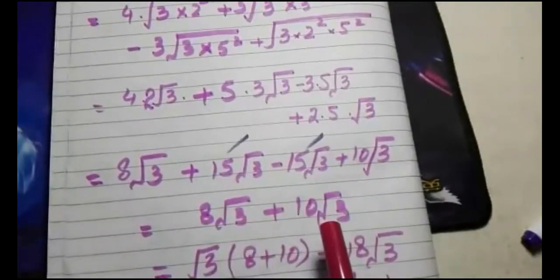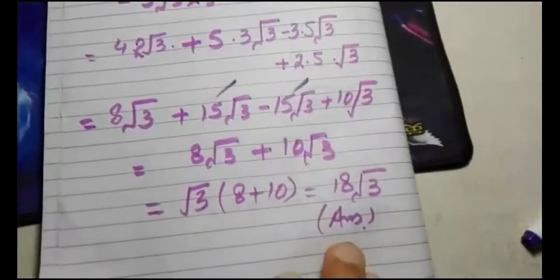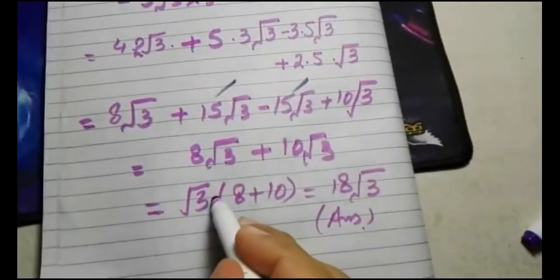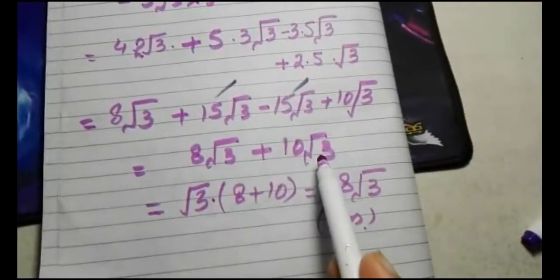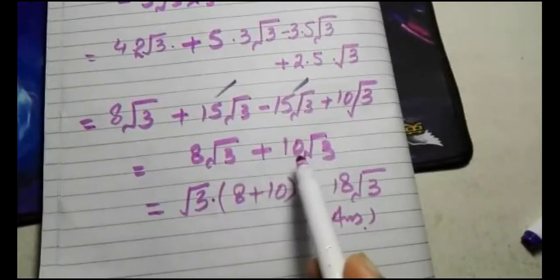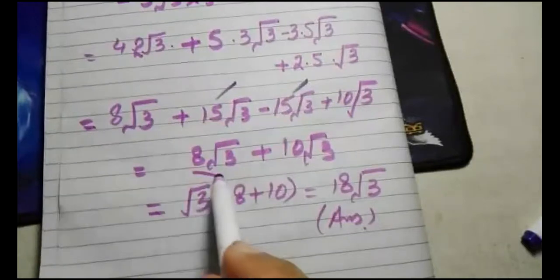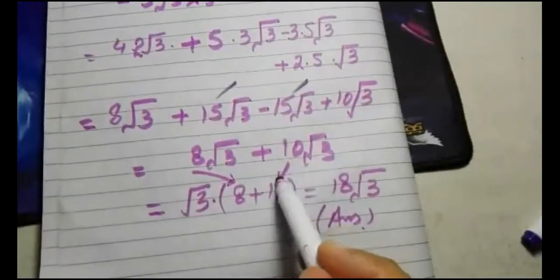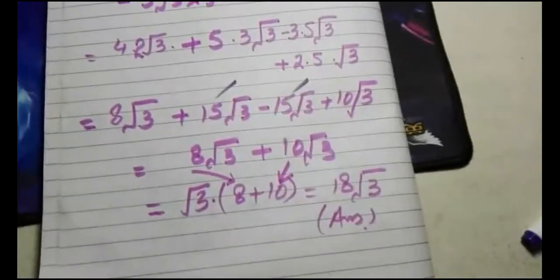So keep it in your mind that you have to take out the radical sign common, right? If you do not take the radical sign common, the question will not be easy for you to simplify. So always prefer to take under root sign or radical sign or surd common, then it will be easy for you. 8 is from here and 10 is from here. So I hope you will understand the question.